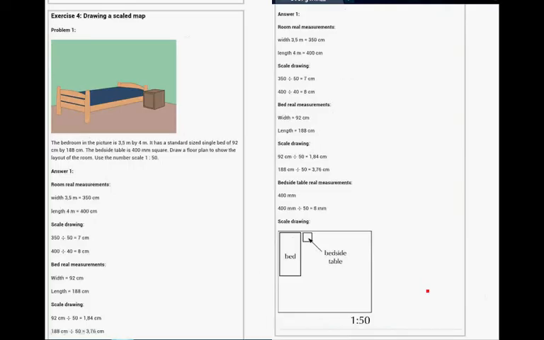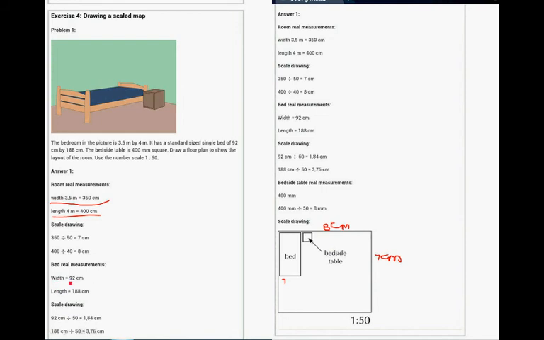Okay, the next question, the scaled map of the room. So the room is 3.5 by 4, and the bed is 92 by 188, and the bedside table is 400. Okay, so 3.5 meters is 350 centimeters, and 4 meters is 400 centimeters. So converted, divide by 50, the room is 7 centimeters by 8 centimeters. No, I'm lying, it's the room. It should be 7 centimeters by 8 centimeters. So please measure and see whether you've done it correctly.